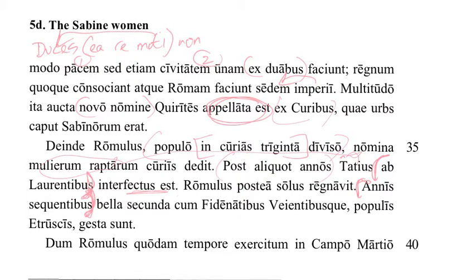Prepositional phrase here, with these guys. And then another prepositional phrase to describe those guys. Oh, and here it is, gesta sunt. So this is plural, so bella secunda is probably plural. Gesta sunt is passive, that makes sense.